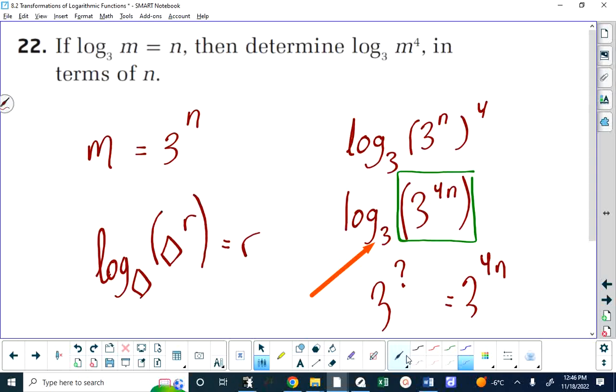But just in general, this is always going to be the case. When you take a logarithm with a particular base of a power of that base, the logarithm of the power of that base is equal to the exponent, always. Is that okay? Yeah. Other questions?